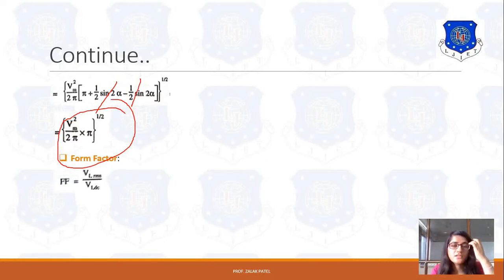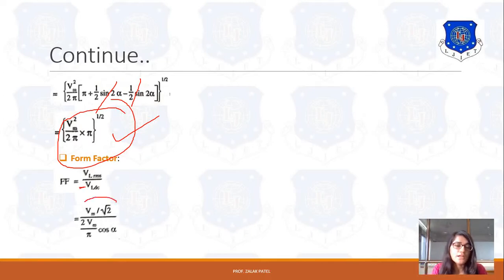Now the next is form factor. We already discussed the form factor for the half wave converter as well as for the semi converter. We all know that the form factor is the ratio of RMS voltage to DC voltage. We already have the value of RMS voltage, and we proved the value of DC voltage in the previous slides. So let's put the values of both. It is like this.